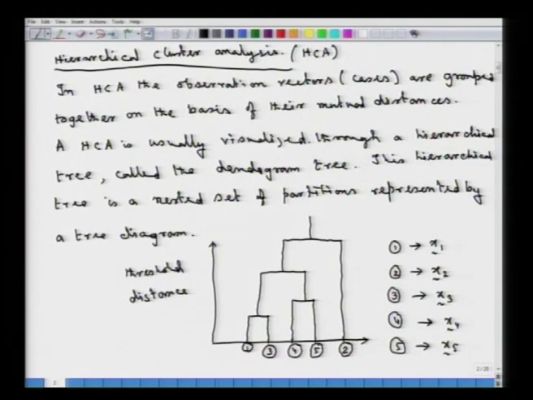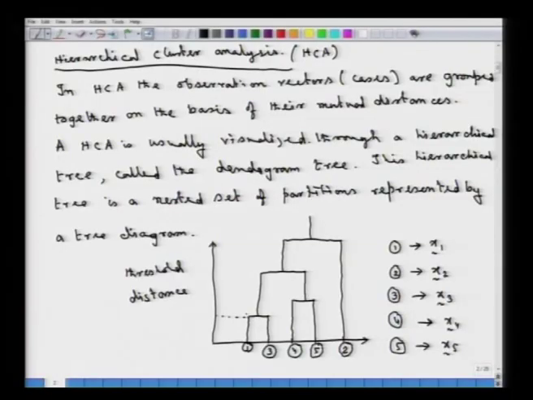Now, we say that case number 1 and case number 3 come together to form the first cluster among all these 5 cases. So, they are merged at this particular level here. Then case number 4 and case number 5 are the next 2 cases that can be merged to form one single cluster, at this particular distance out here.